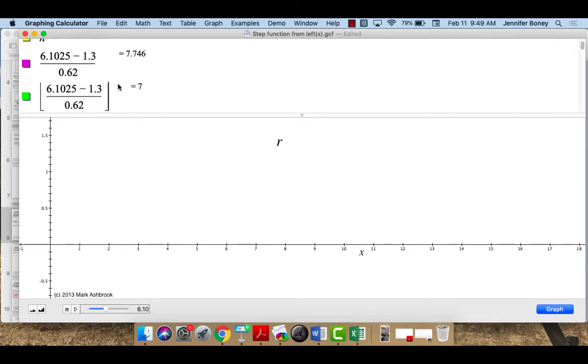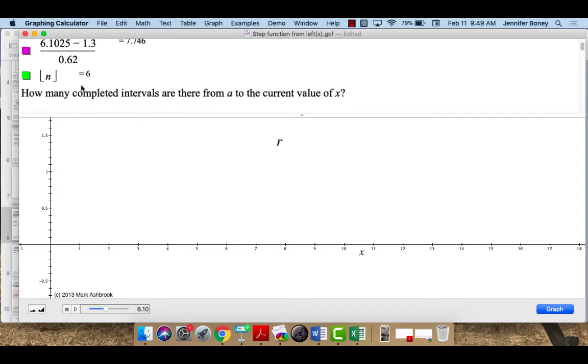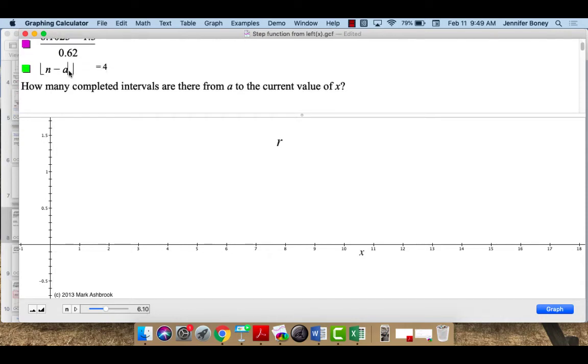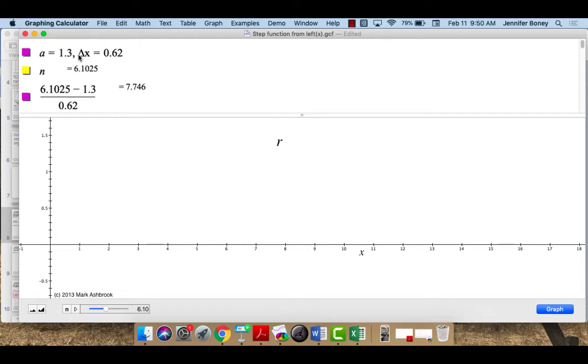So in general, what I'm doing is, we took the x value, which was represented by n here, minus the a value, which right now is 6.1 and 1.3, that's where this is coming from. And then I'm going to divide that by delta x. Let me do this again. N minus a divided by delta x.